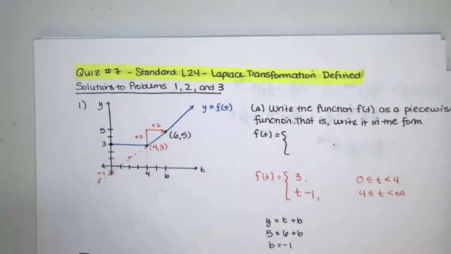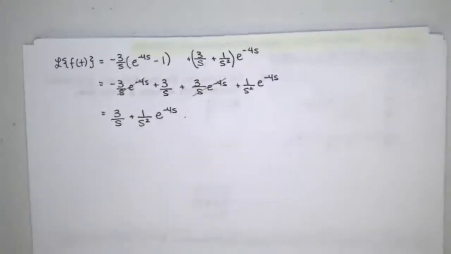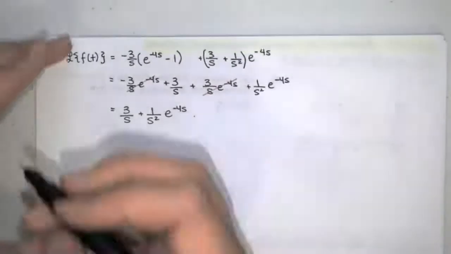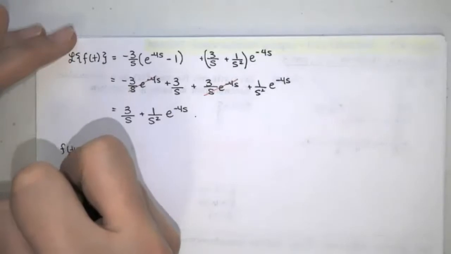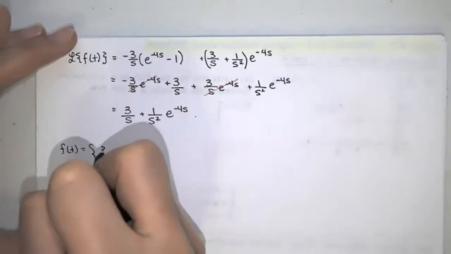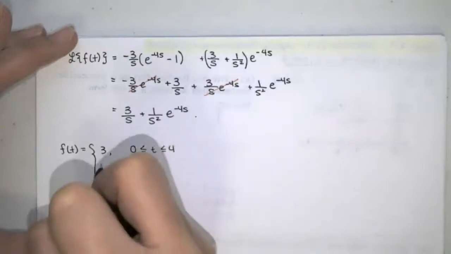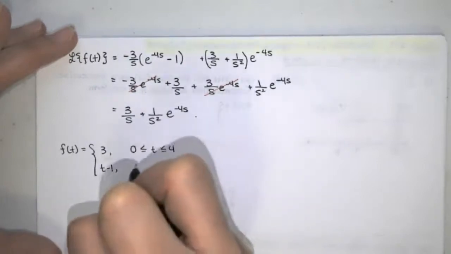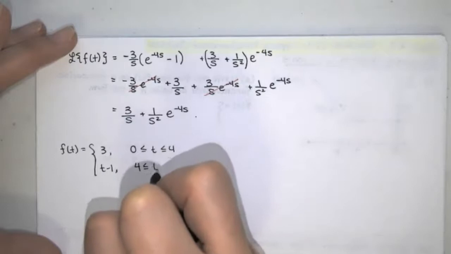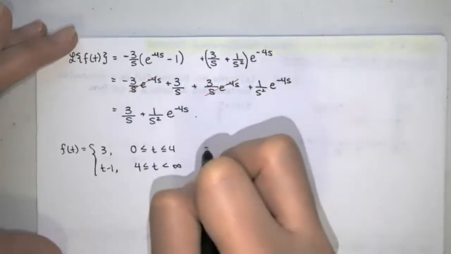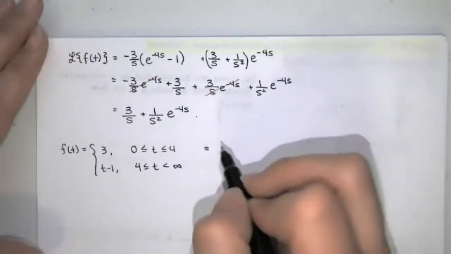But we have learned about the Heaviside function, and we have learned how to take the Laplace transform of the Heaviside function, although that's not associated with standard L24. I think I'd like to check my work using the Heaviside function. So we know that f of t is 3 on the interval from 0 to 4, and t minus 1 on the interval from 4 to infinity. We know that can be written in terms of the Heaviside function this way.